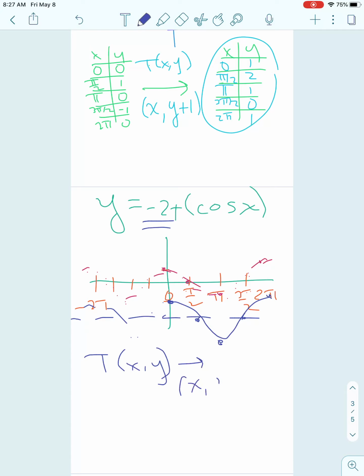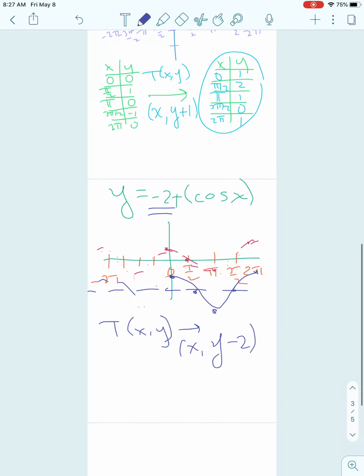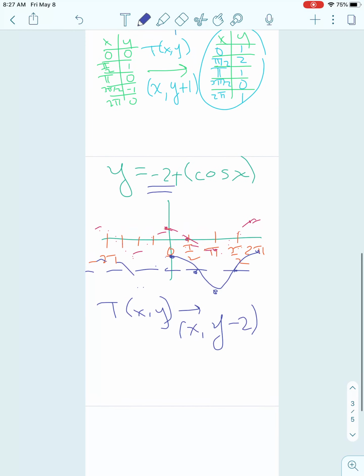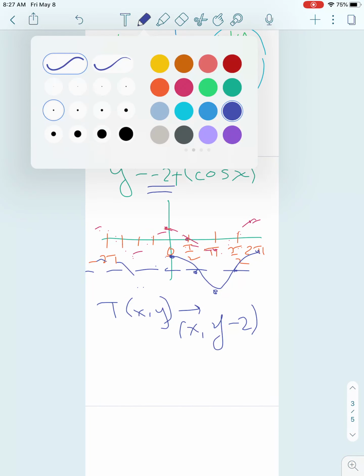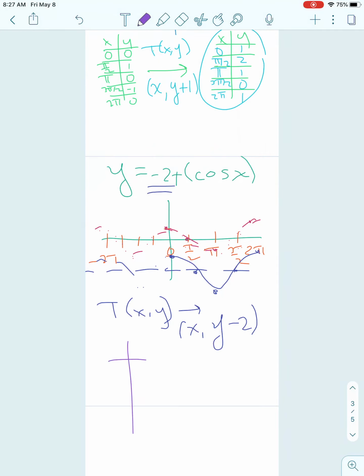There's no change on x, but my y's are going down 2. Now notice my parent points are going to be different than sine. They're no longer going to be the exact same, but my y values are going to be different because we've got cosine instead. So we're still going to run these 0 to 2 pi: 0, pi over 2, pi, 3 pi over 2, 2 pi. But now on cosine I start high, middle, low, middle, high.